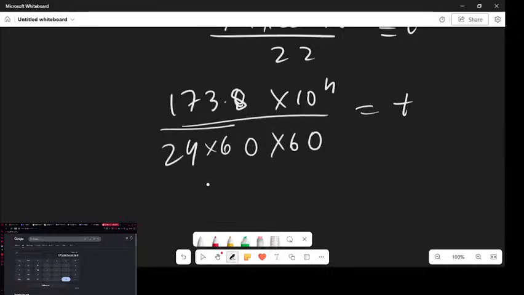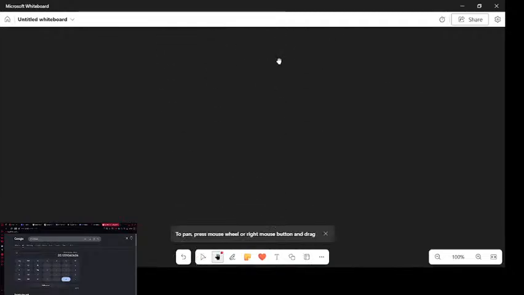On dividing by 60, on dividing by 60, on dividing by 24, then multiplying, time is equal to 20 days. It's going to take 20 days. So option A. 20 days.